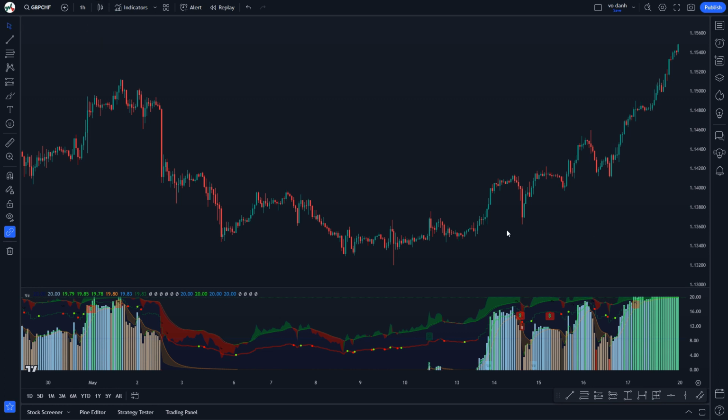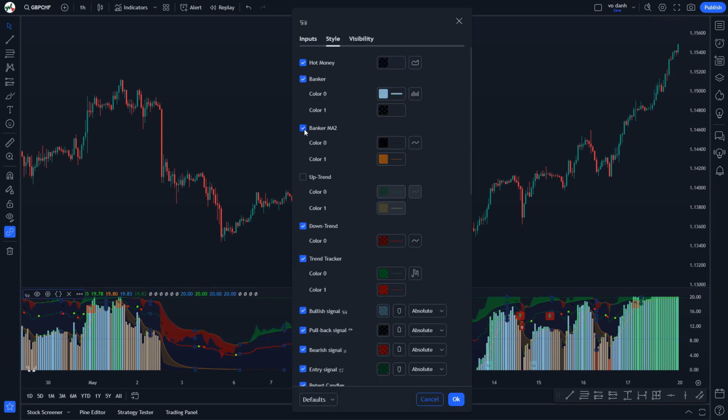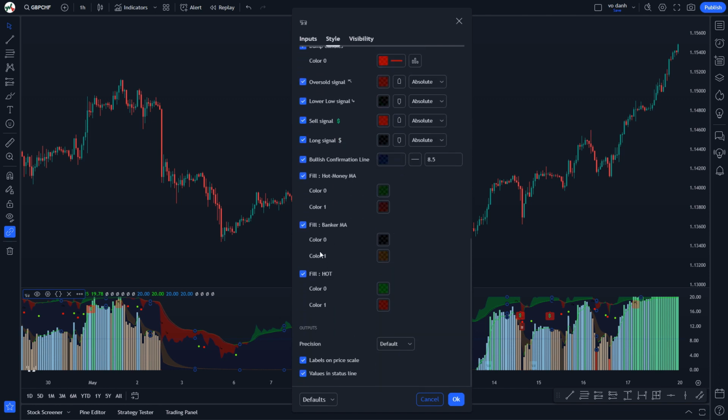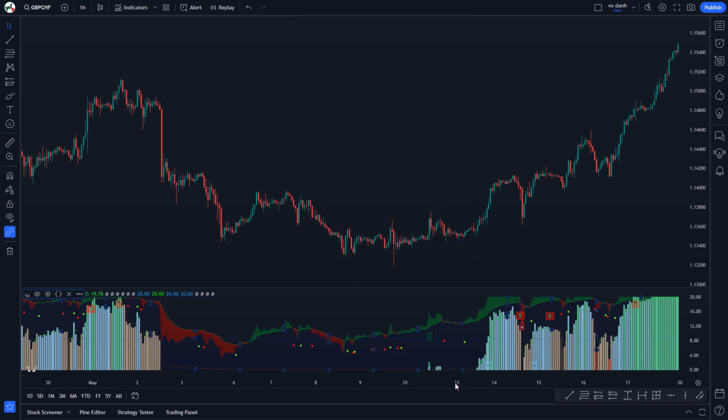Now, before we go over what this indicator does, let's just double-click on it so we can clean it up a bit. On this Style tab, you want to disable the Banker MA, the uptrend, the downtrend, and the trend trucker options. And then scroll all the way down, and then here you want to disable the Fill Banker MA option, and then click OK.